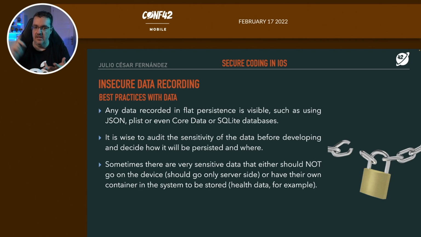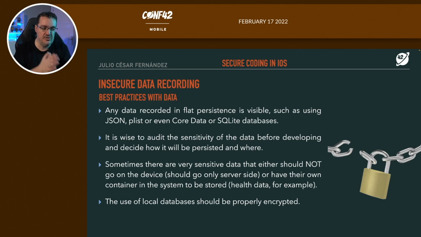The keychain, health data, or maybe HomeKit data has its own container in the system and you have to use it, okay? Even more, the use of local databases should be properly encrypted. It's a best practice to make a transparent layer between your database, for example, with Core Data, or even when you store a JSON file directly in your application, maybe it's a good idea to make a transparent layer for encryption in these databases, okay?